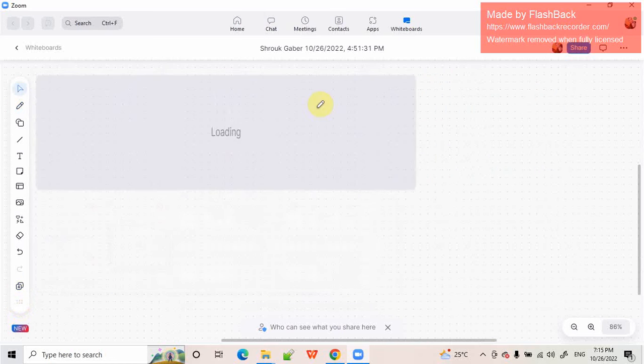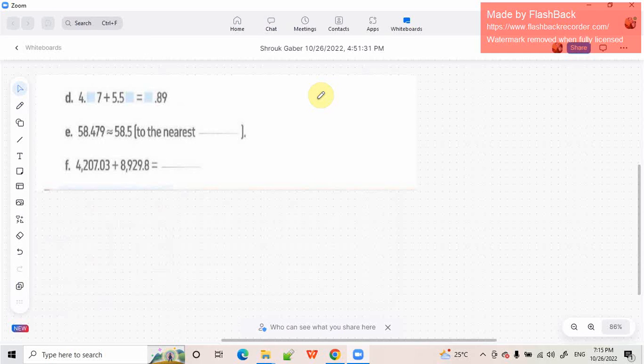Okay, another question. Here we want to find the missing numbers. How can we find the missing numbers here? Put the numbers above each other. How? Number D.